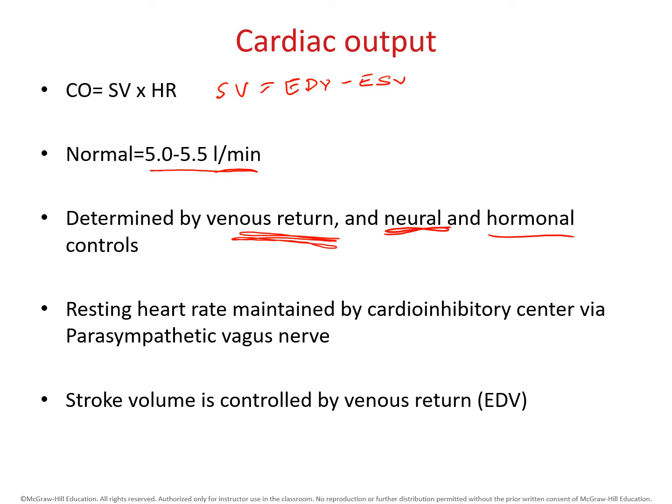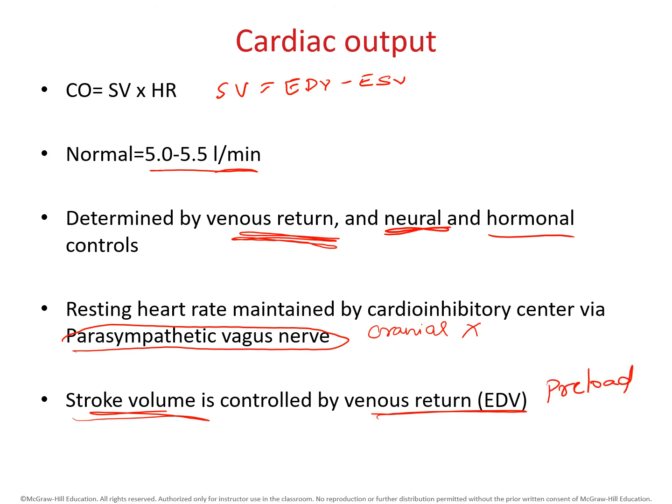And the parasympathetic nerve, cranial nerve 10, which is the vagus nerve, has a parasympathetic effect, meaning it calms the heart, right? So if you disconnect the parasympathetic nerve, the heart rate will increase. And then stroke volume is controlled by venous return as well, or it is also controlled by preload. Preload is the amount the ventricle can stretch.